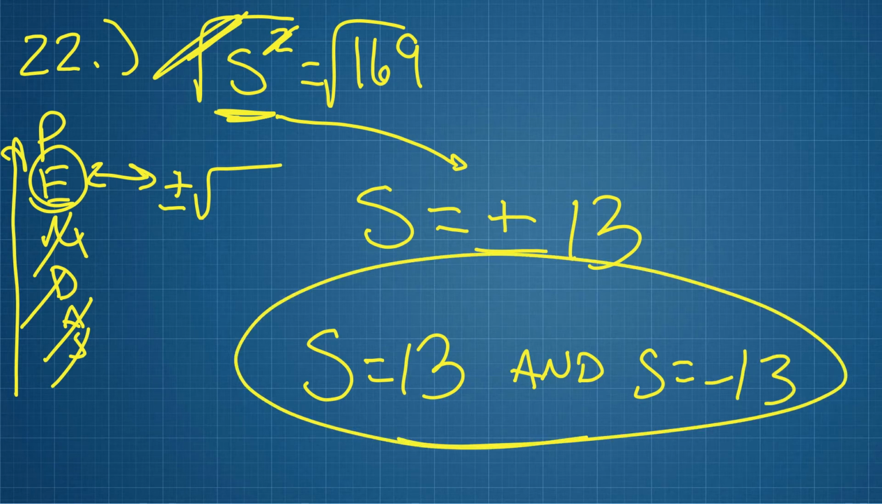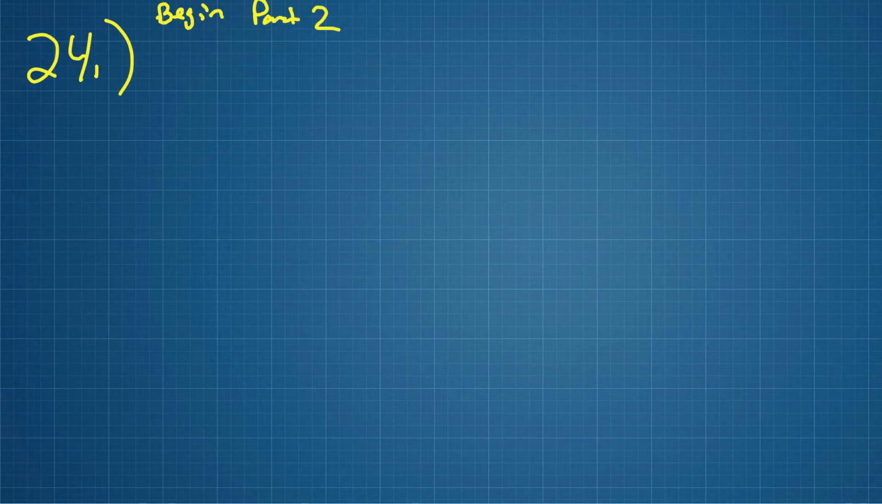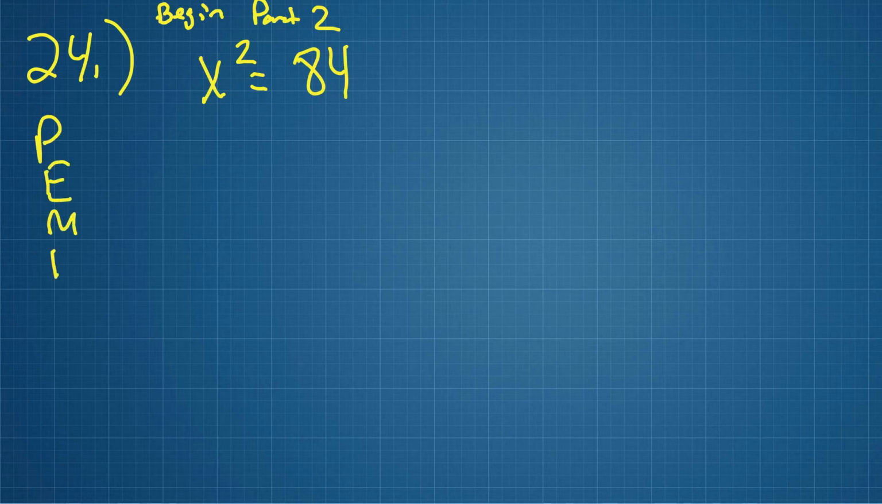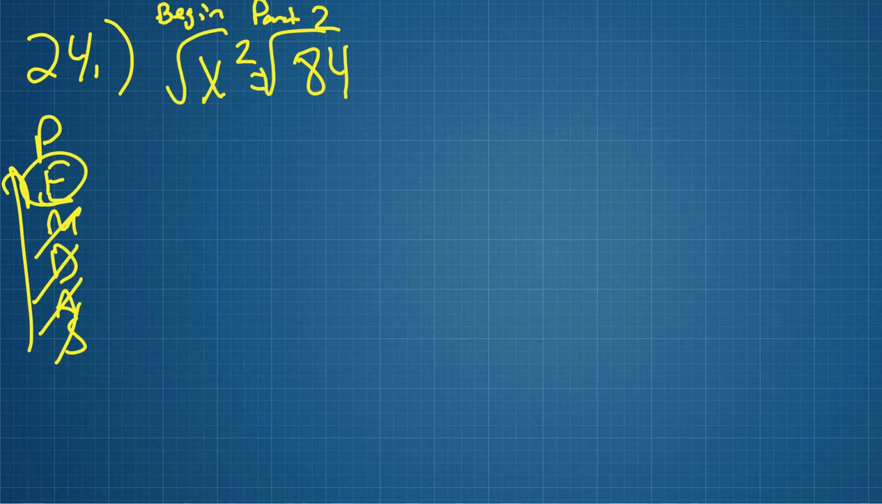That's it for 22. Alright, 24 is beginning part 2, so I'm just going to keep on moving through this. I get x squared equals 84. So, once again, I can use PEMDAS backwards because there's only one letter. There's no subtraction, no addition, no division, no multiplication. There's an exponent. That's why I square root both sides. The little 2 and the check mark cancel, but in the immediate next step, because that's a letter that's being square rooted, plus or minus shows up.